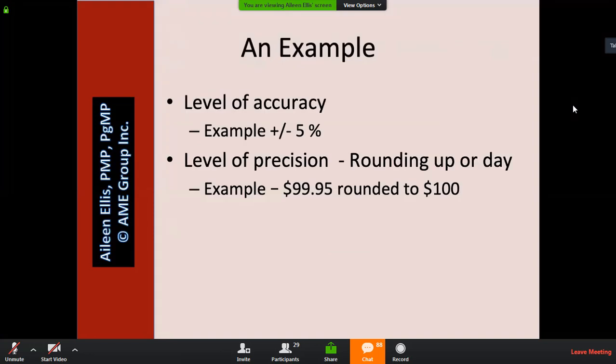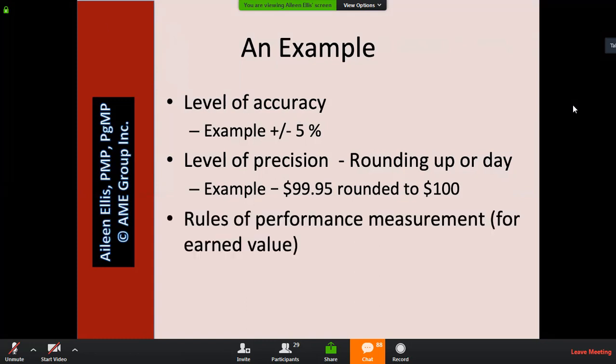So here we have an example of items that might be in the cost management plan. Maybe it talks about level of accuracy of the estimates. Maybe it talks about rules of measurement for earned value.